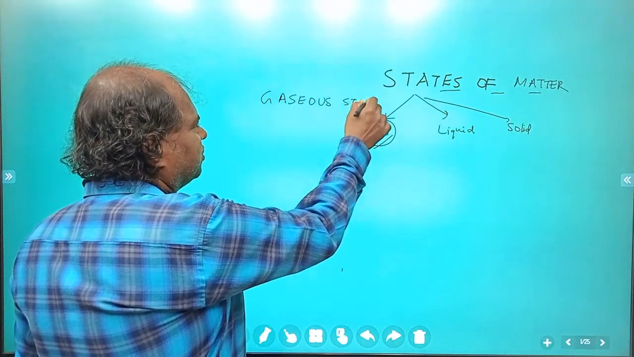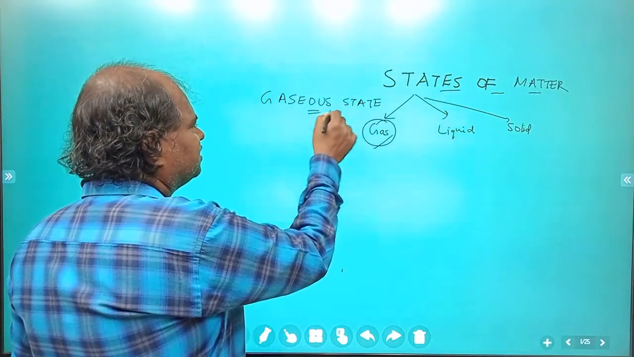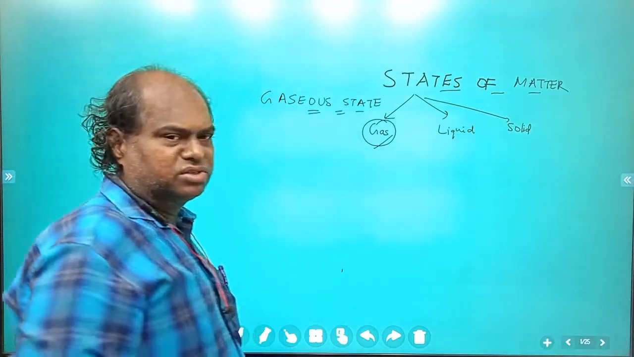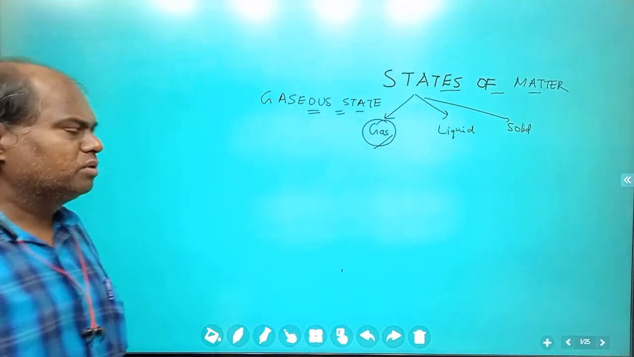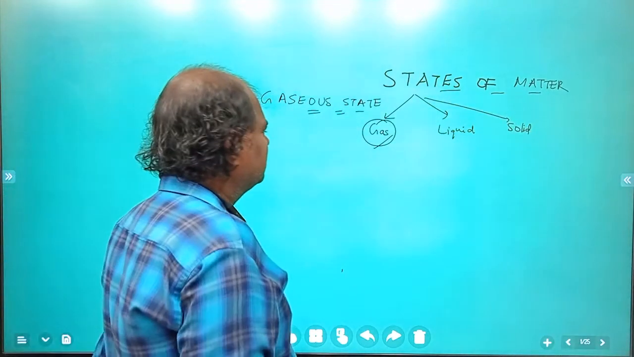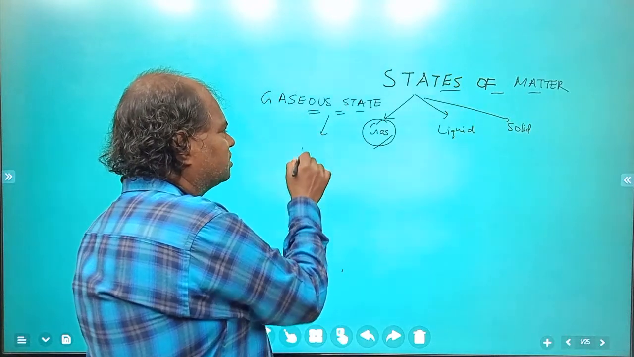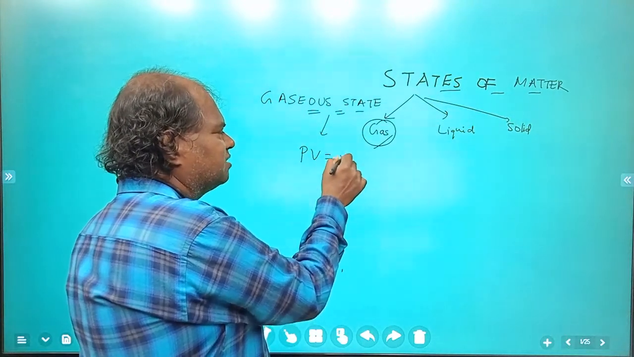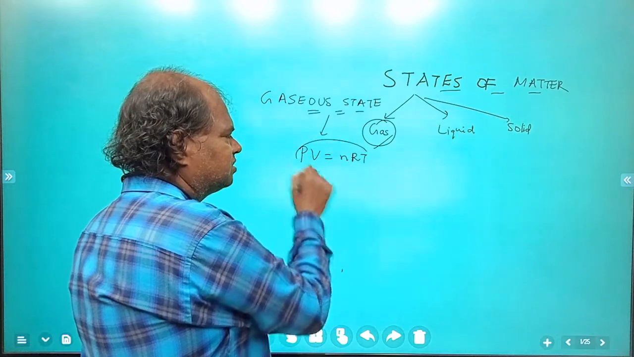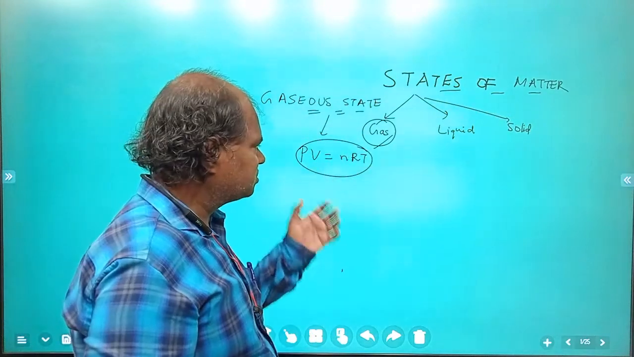So students, the theory part I think you have already done in the NCERT, right? So we'll not stress much on that. We will take up some problems, right? Now you know that you have done one equation, PV is equal to nRT. Am I right? This is the equation for a gas.